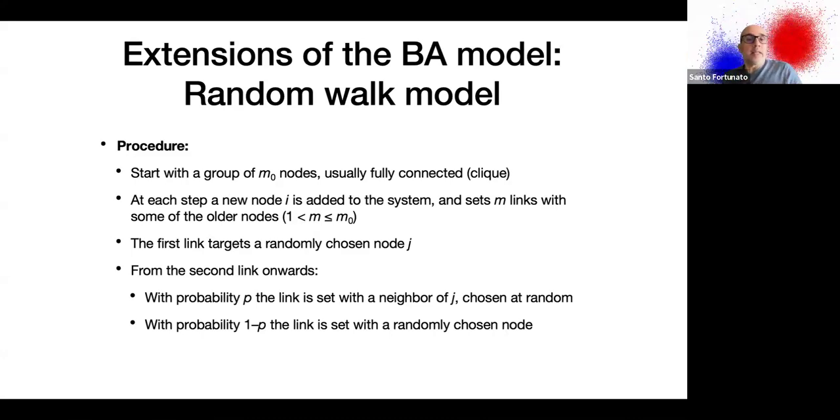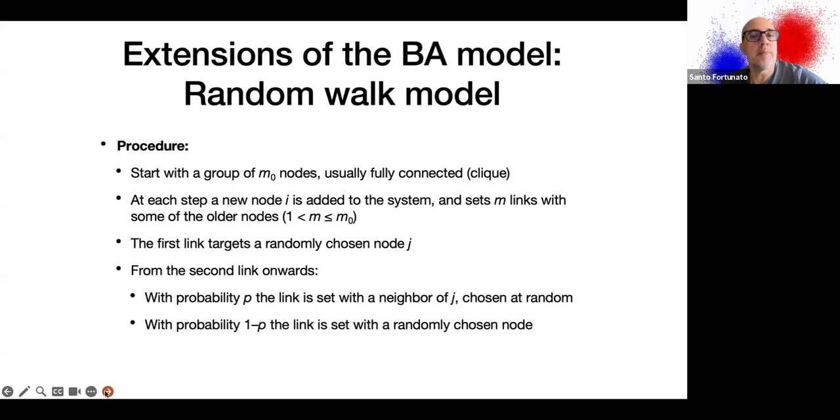So the first link is set at random. You just choose a target at random. Close your eyes and pick one of the existing nodes, regardless of their degree, which is great. It's a very simple, very intuitive way. Basically, you bump into somebody. But starting from the second link onwards, you can either form a link with a neighbor of the first node you chose, J, with probability P. Any neighbor J, you can choose at random, or you set a link with another randomly chosen node.